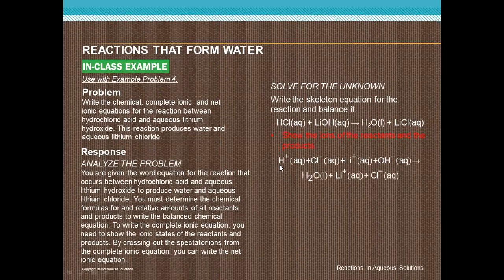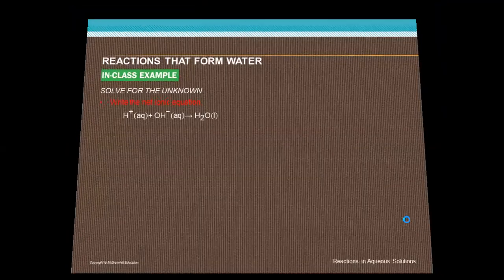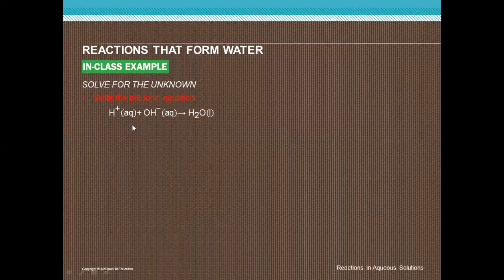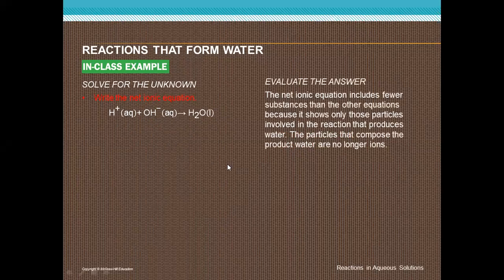To change it into ions: H positive ion, Cl negative ion, Li positive ion, OH negative ion. H2O can't be ionized, so we must write it as it is, H2O. It can't be separated because it can't be ionized. Li positive, Cl negative. After that, simplify the similar ions on both sides of the equation. Finally, we get this equation: H positive plus OH negative to produce H2O. This is the net ionic equation.